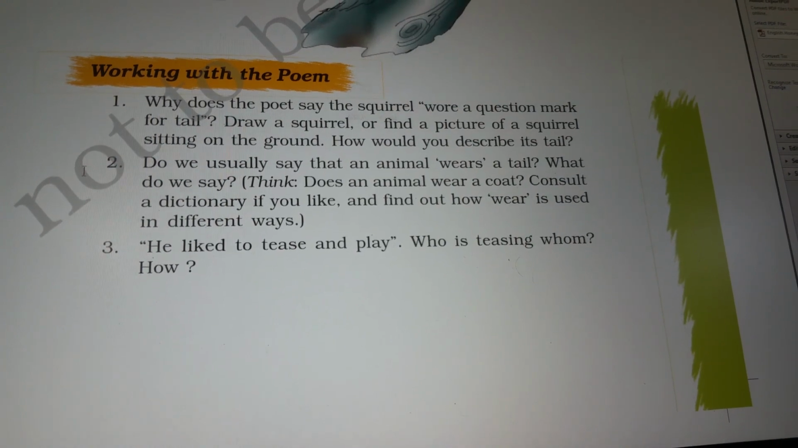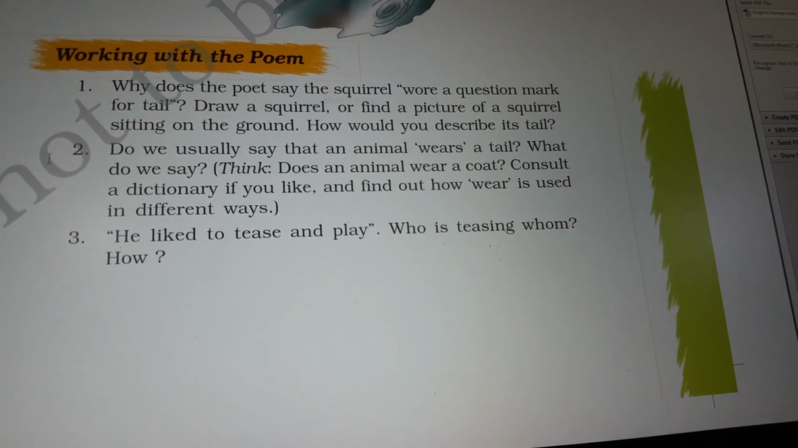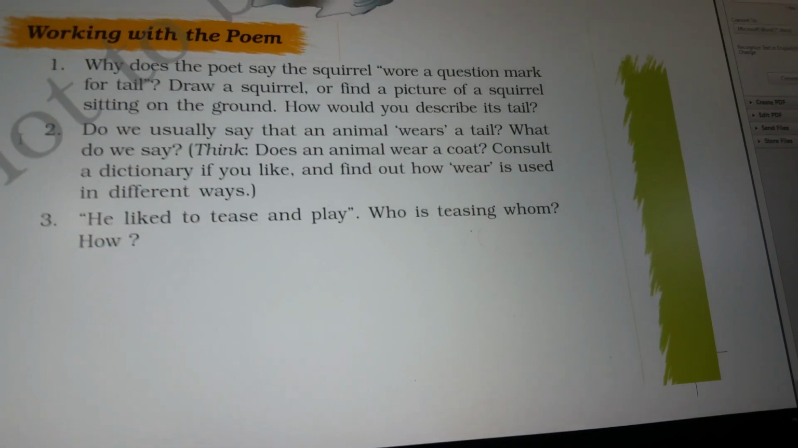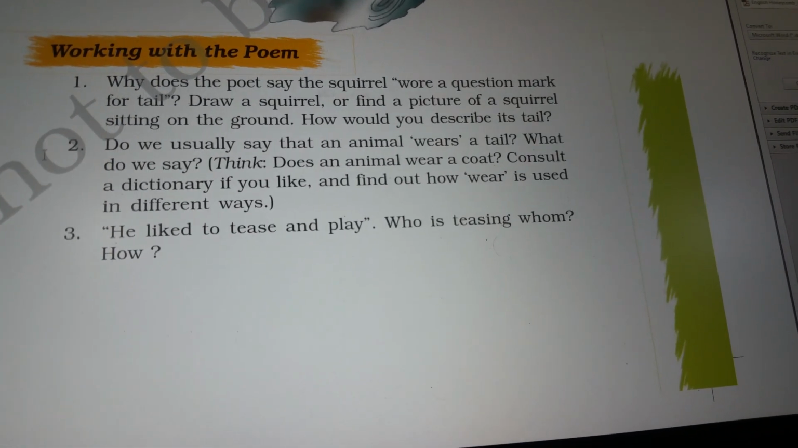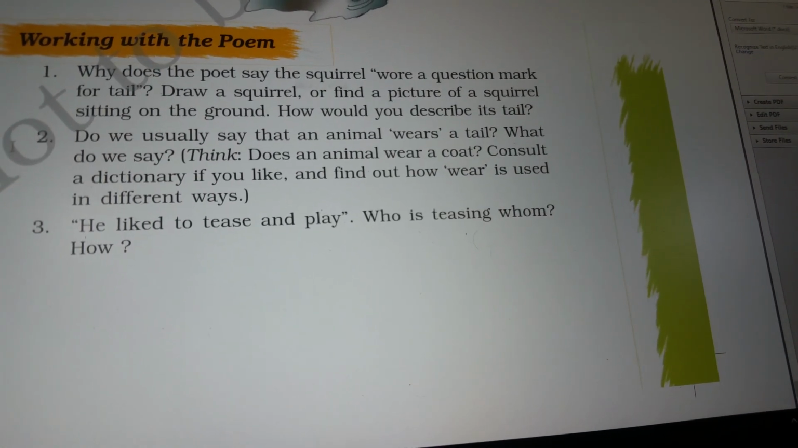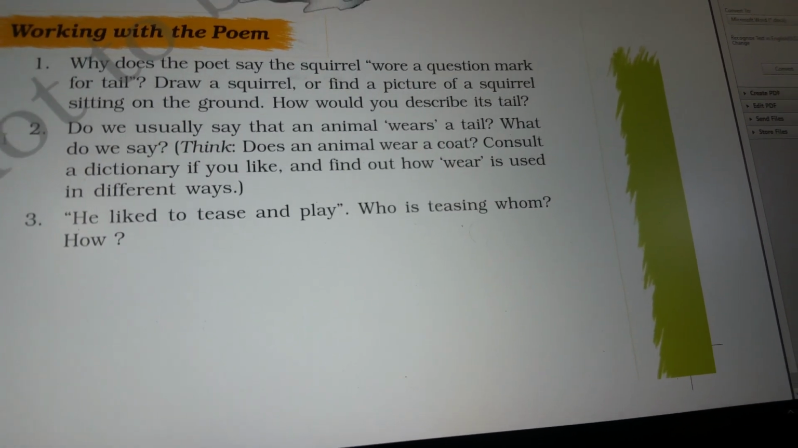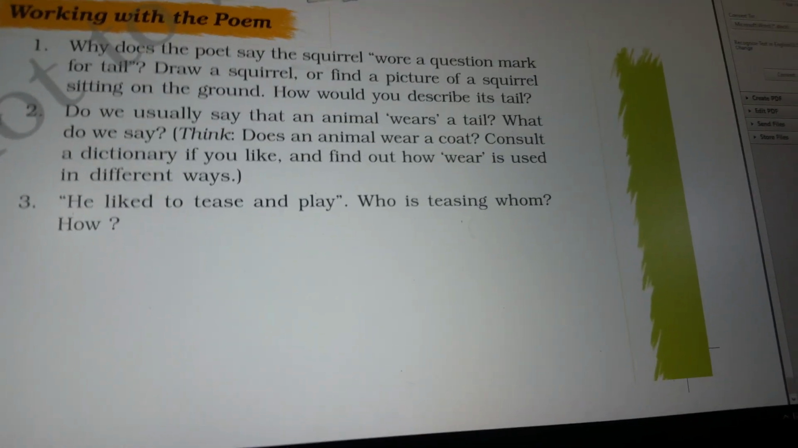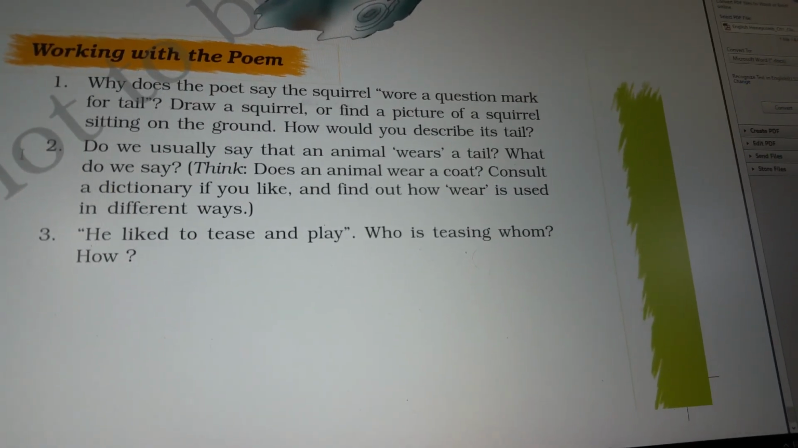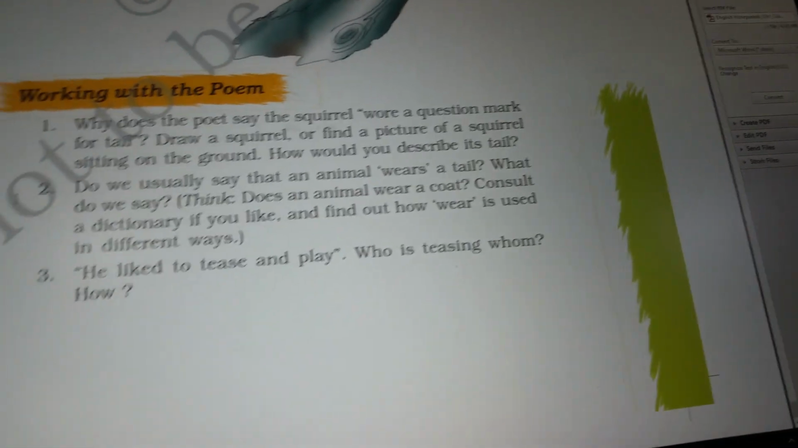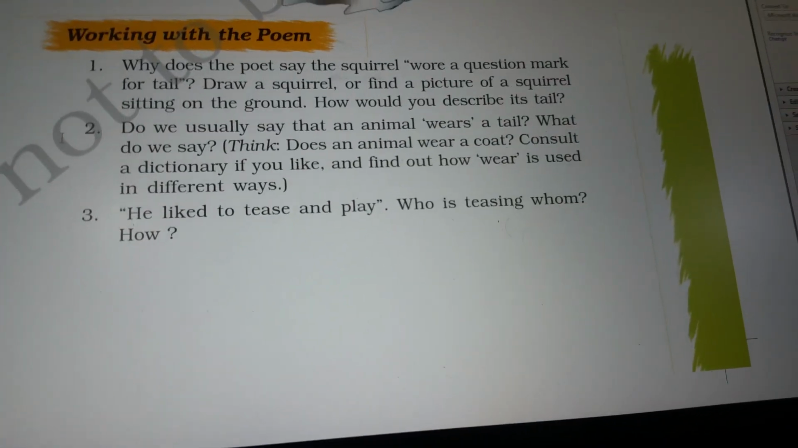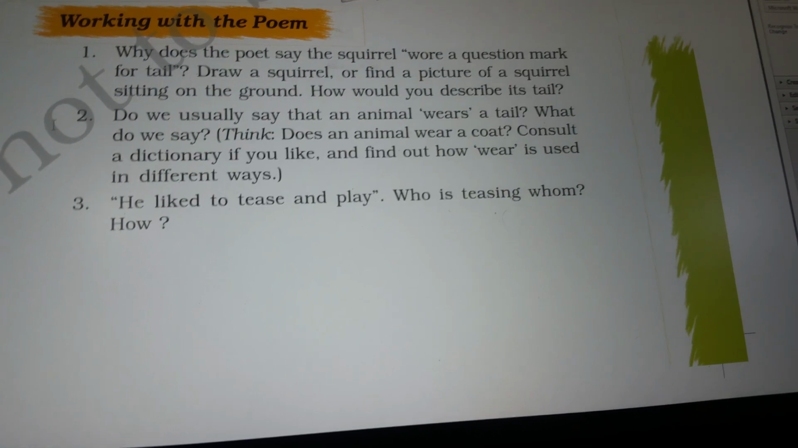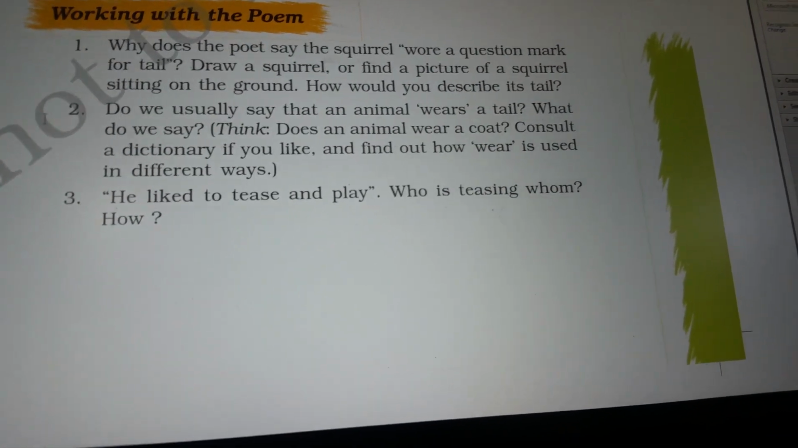Now question number 2, do we usually say that an animal wears a tail? What do we say? We usually say that an animal has a set of given characteristics rather than saying wear. We never use the word wear for animals. The poet, however, uses the word wear to indicate the external characteristic of the squirrel. So the word wear here is used by the poet to show the external qualities of the squirrel. The dictionary meaning of wear is something of an outer covering, for instance clothes.